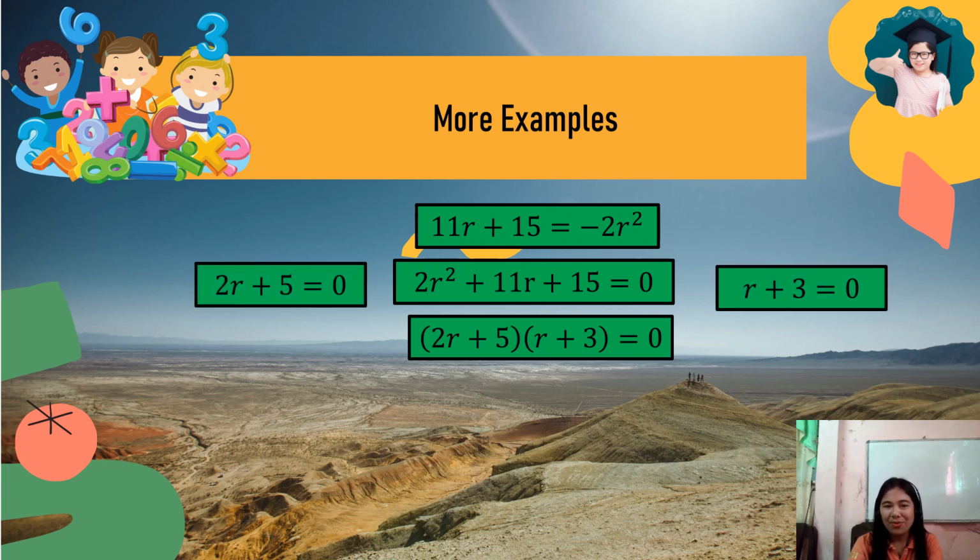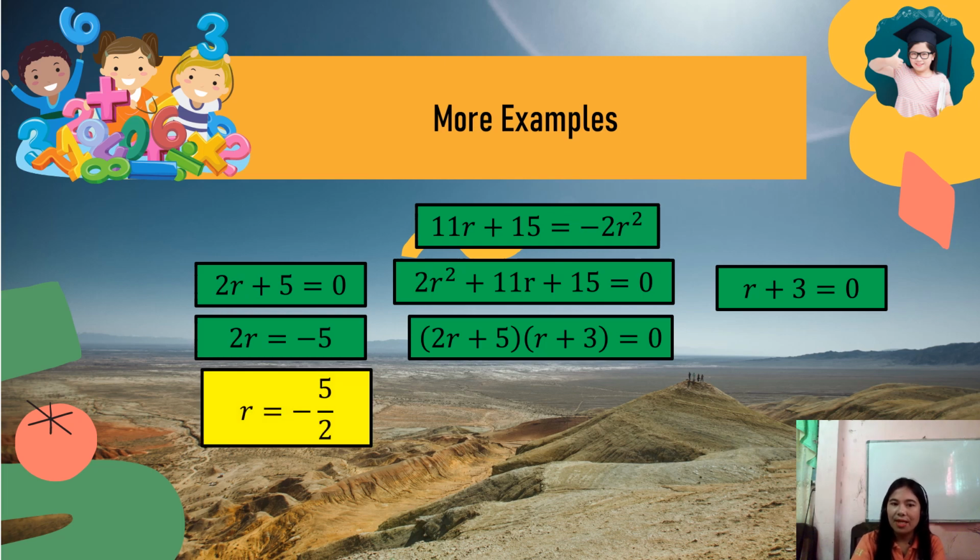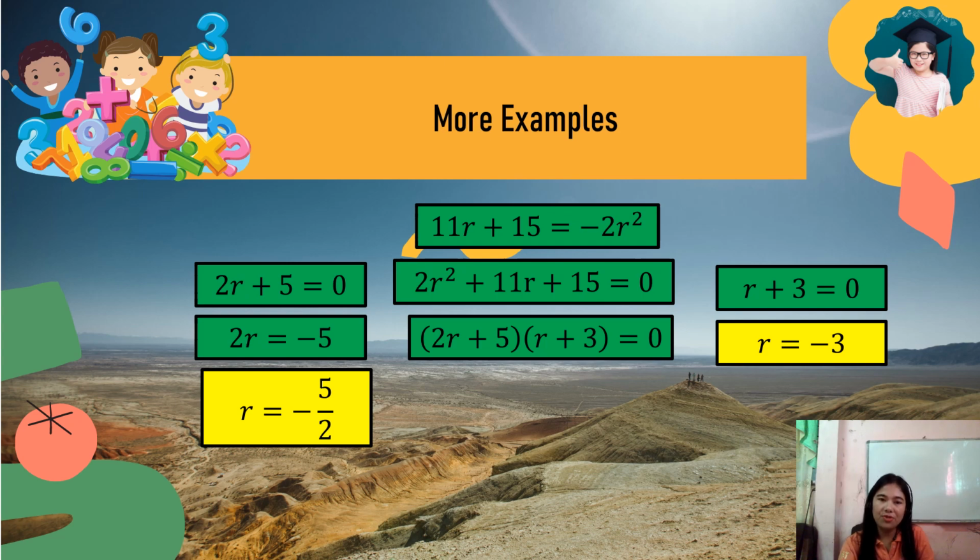Okay, so equate each factor to 0. And then afterwards, let's start with the 2r plus 5 on the left side. Transpose natin si 5, magiging negative 5. Divide both by 2. So we have negative 5 over 2. Okay, let's do the same thing sa r plus 3 on the other side. So what we're going to do is to transpose positive 3 to the other side. It will become negative 3. So we now have two values, negative 5 over 2 and negative 3.